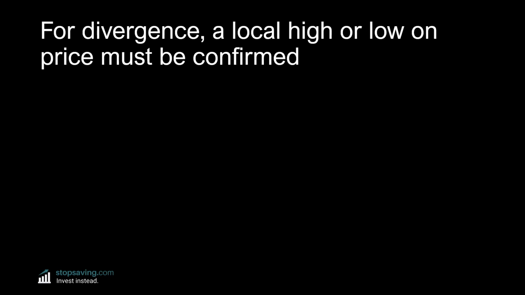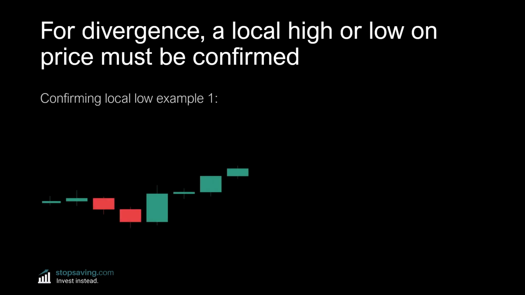Now, before using any divergences in your trading strategy, you first need to confirm a local low or local high on the price. With bullish divergence, for example, you can't say that it exists until the price has made a lower low and the RSI has made a higher low. But for a low to be formed, you need confirmation that it is in fact a low.